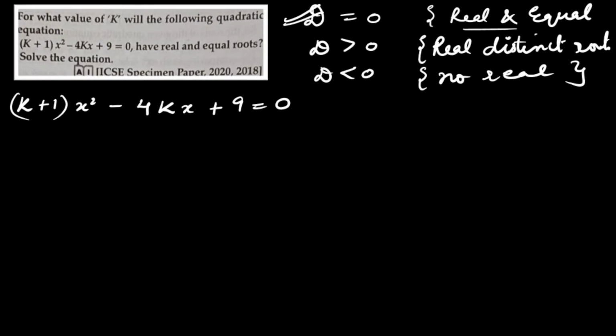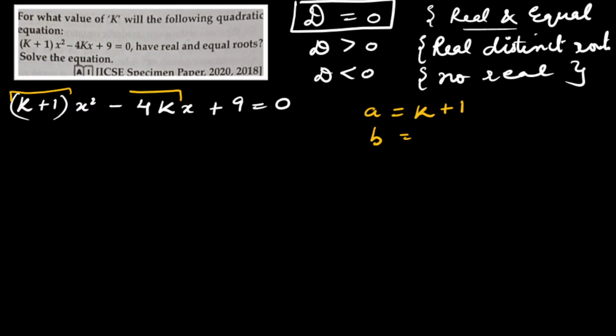So what is the formula of discriminant? I have mentioned it in the previous class. You have to tell me the formula of discriminant. In the meantime, I'm just going to write down the values of a, b and c. So a is the coefficient of x square, that is k plus 1. b is the coefficient of x, so minus 4k. And c is the constant.